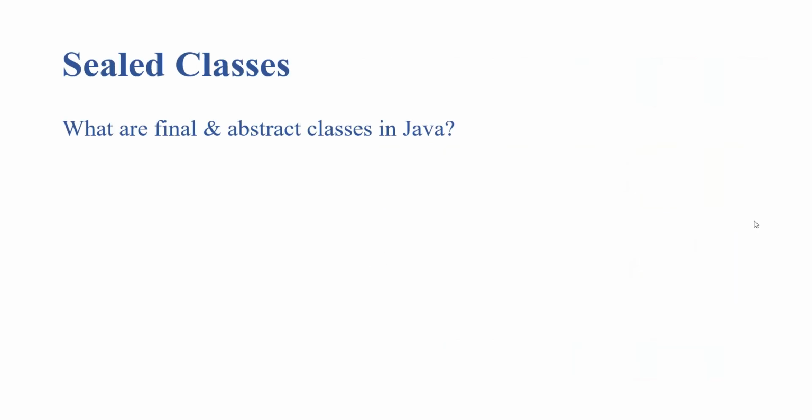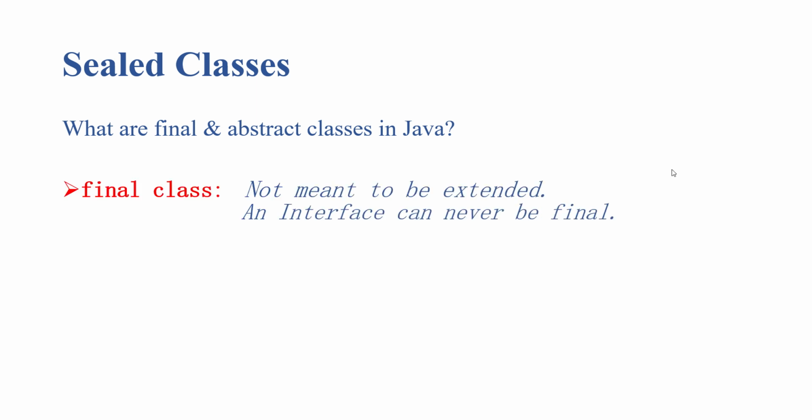To better understand sealed classes, first we need to know what final and abstract classes are in Java. A final class is not meant to be extended. This is about a class, and an interface cannot be final. As an example, you can put the final keyword before a class and that class will be final.